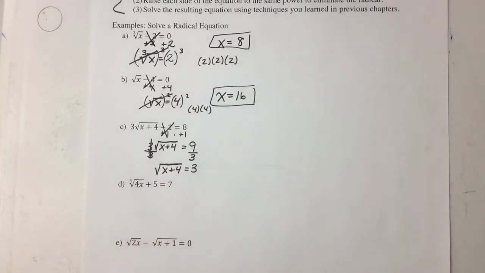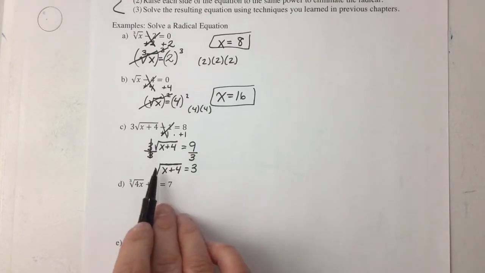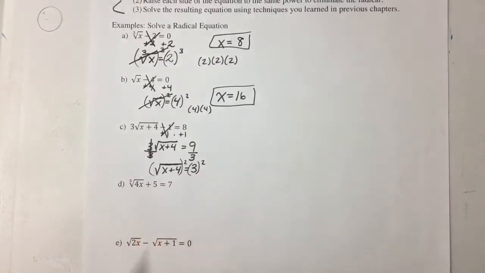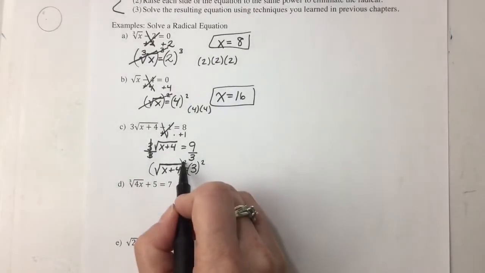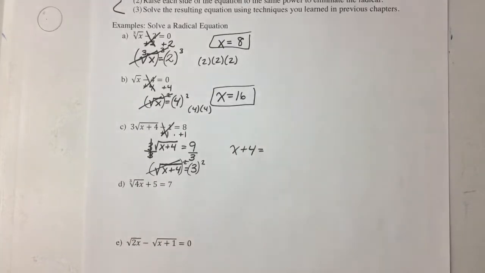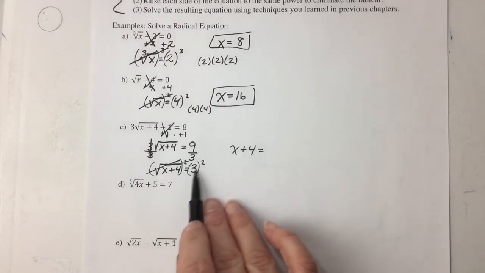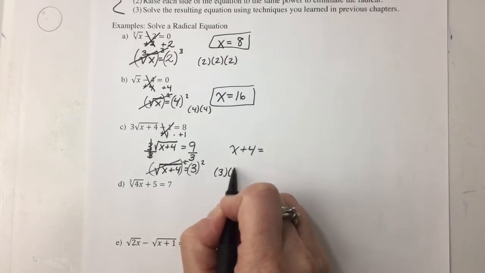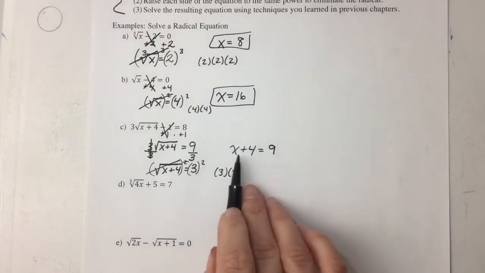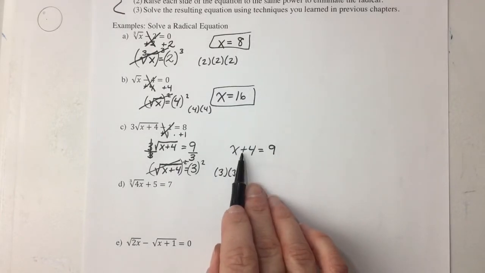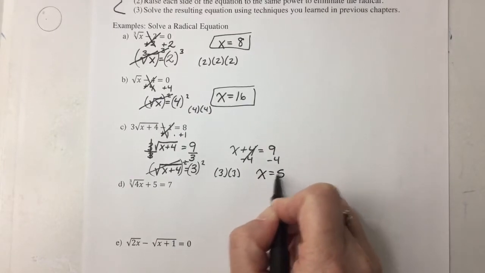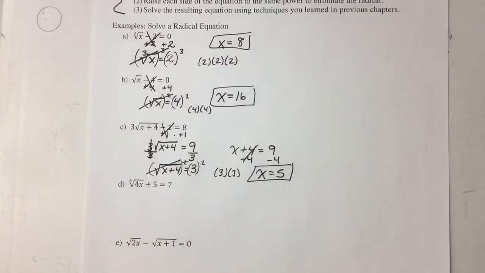If you go to step 2, raise each side of the equation to whatever the index value would be. This is a square root, so I'd raise them both to the power of 2. If you square a square root, it cancels. X plus 4 is no longer underneath the symbol. 3 squared means you have two 3s, so 3 times 3 is 9. Last step, I want x by itself, so I need to undo a plus 4, minus 4 from each side. 9 minus 4 is 5, and you're done.